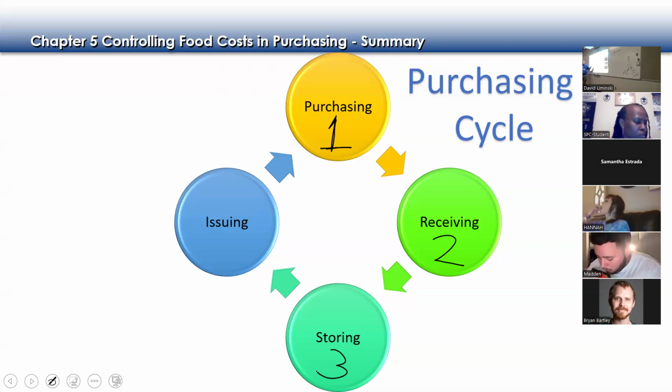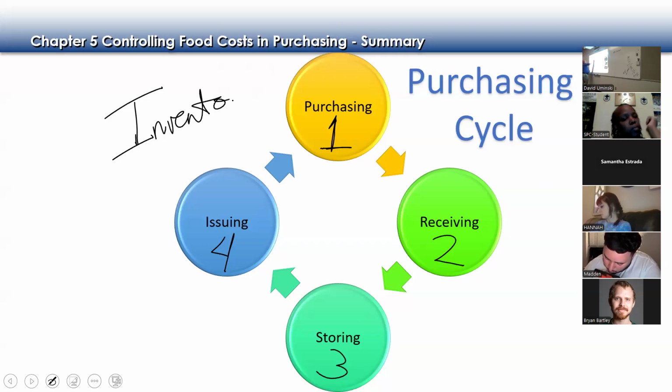Then when we issue it, issuing means basically we're putting it into production. Because if you remember from a previous chapter, when does food become part of our food cost? When we're using it, right? If it's in our inventory, if it's in our storage, we're not using it yet. So that's not part of our food cost yet. So when we issue it, we put it into production, then it becomes part of our food cost. Okay. Then we do this wonderful thing called inventory. Right here. And that tells us how much we need to purchase. And the cycle begins again.